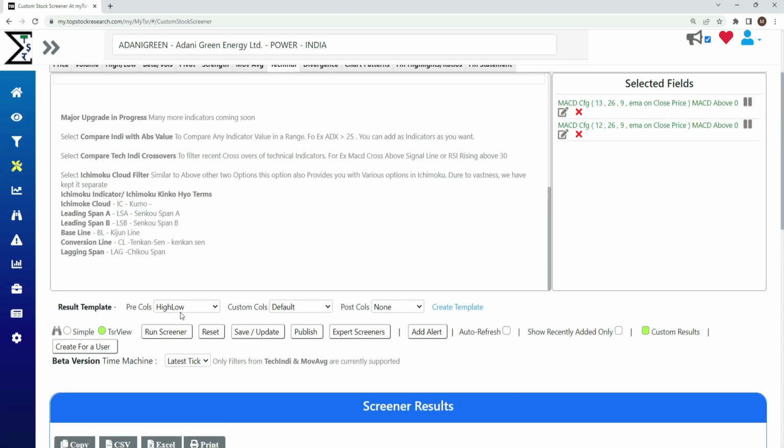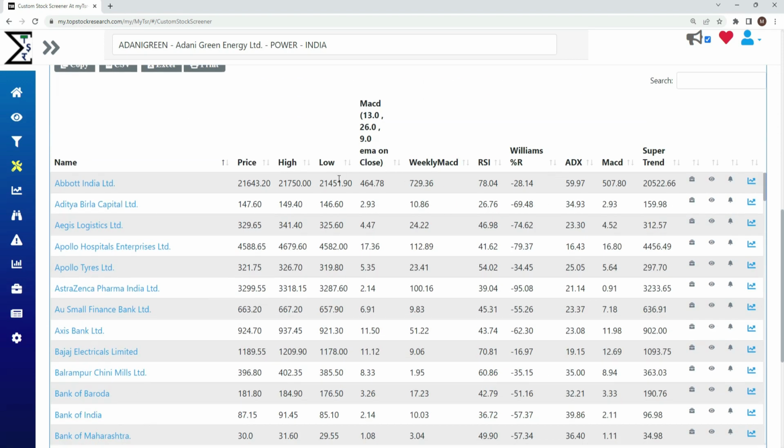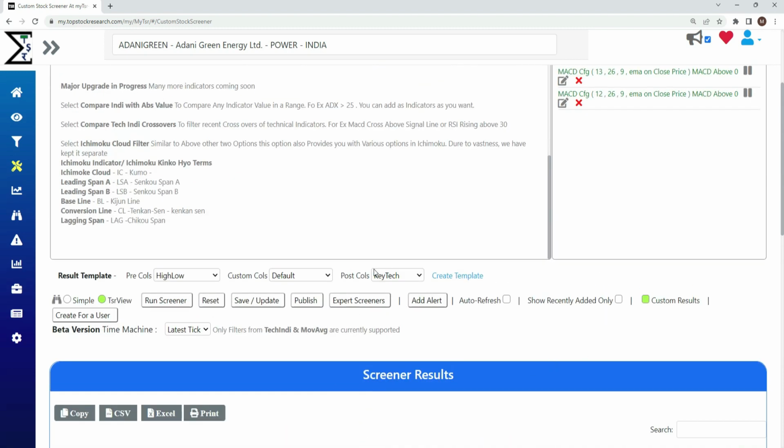You can add a preset of columns or a post set of columns. In post set of columns, what do we have? Let's say we go into key technicals because we are looking at MACD. Apart from the MACD values which are there, you can have pre and post set of columns. Now, are these set of columns static? Definitely not. You can customize it.